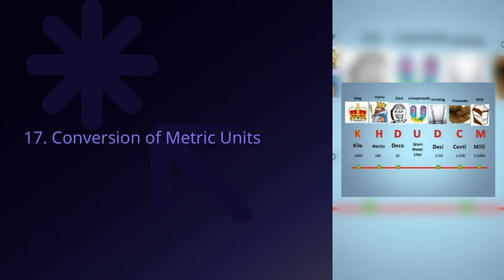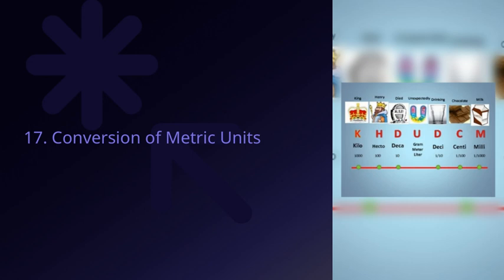This is a crucial part of understanding how to work with measurements in the metric system. Essentially, converting metric units involves using powers of 10, which makes the process straightforward and systematic. When we shift from one unit to another, such as from meters to centimeters or grams to kilograms, we're either multiplying or dividing by 10, 100, 1,000, and so on.